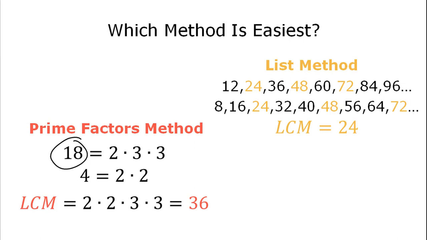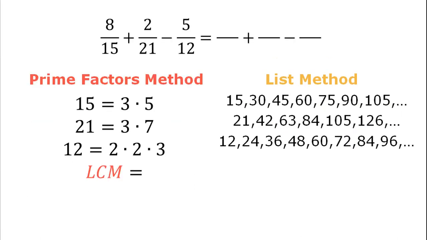But if your two numbers are small numbers that are within the times tables, then you might want to use the list method. The prime factors method is also really helpful if you have multiple denominators that you're trying to find the least common denominator for. Because in this example, where we have 3 fractions being added together, you have to find the least common multiple for all 3 numbers, which means if you're trying to use the list method, you need to find a number that all 3 numbers have in common, which can be pretty hard.